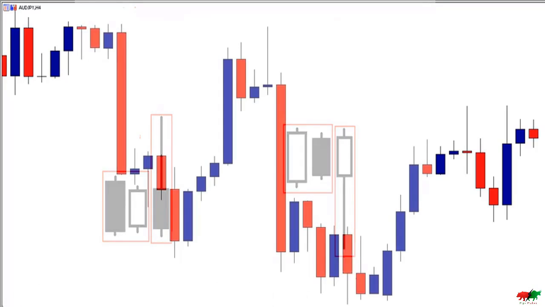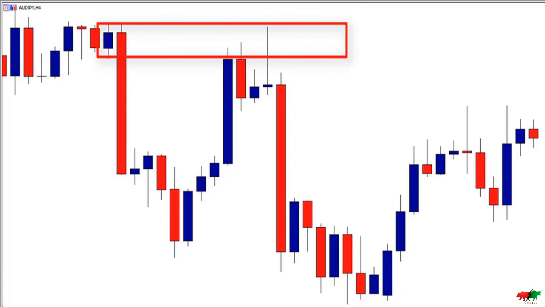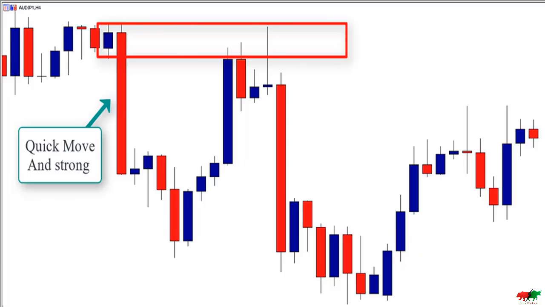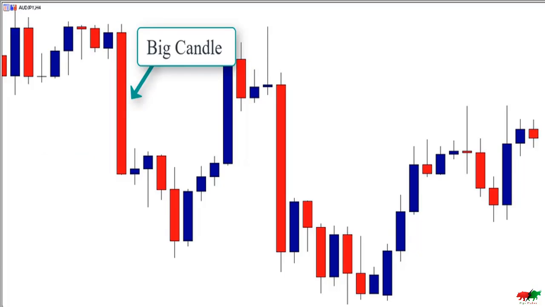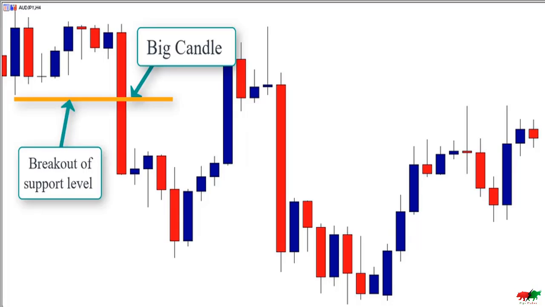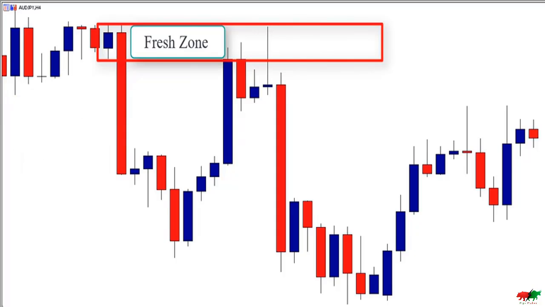Look at this example. This is the Aussie GPY for our chart. This is the supply zone. As you can see, the move is quick and strong. The candles are big. The previous support level is broken. The zone is fresh and the risk to reward ratio is attractive. When the market returns to test the zone, prices form this inside bar false breakout.